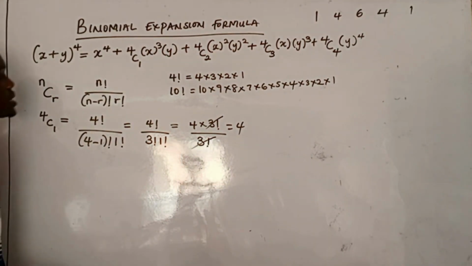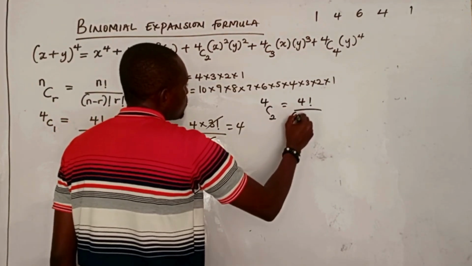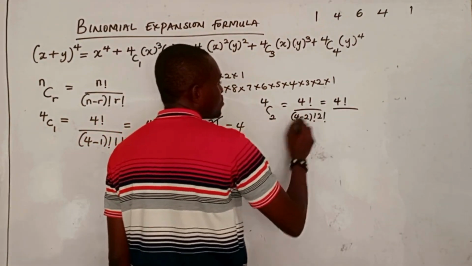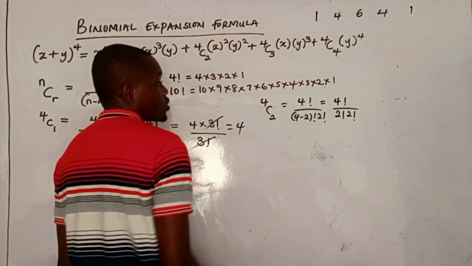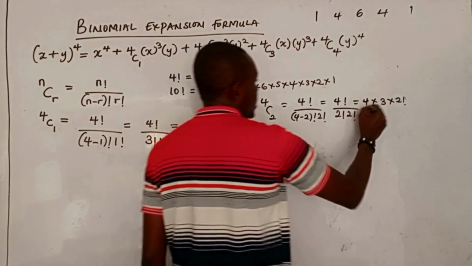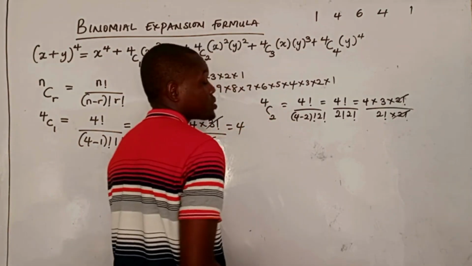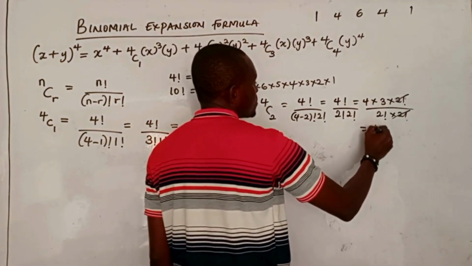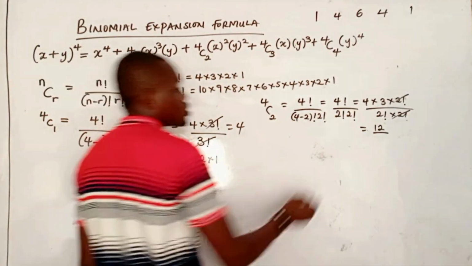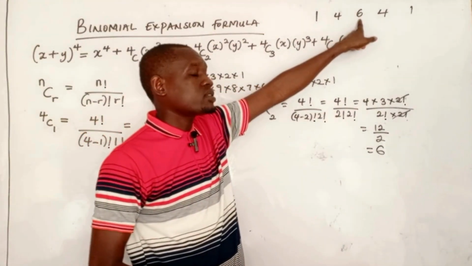Same thing, if you do 4 combine 2, you have 4 factorial all over (4 minus 2) factorial times 2 factorial. This is 4 factorial all over 2 factorial times 2 factorial. Expanding, this is 4 times 3 times 2 factorial all over 2 factorial times 2 factorial. This 2 factorial cancels that 2 factorial, so I am left with 4 times 3, which is 12, over 2 factorial. 2 factorial means 2 times 1, which is 2. So when we divide 12 by 2, we have 6. You discover that we still have the same coefficient.